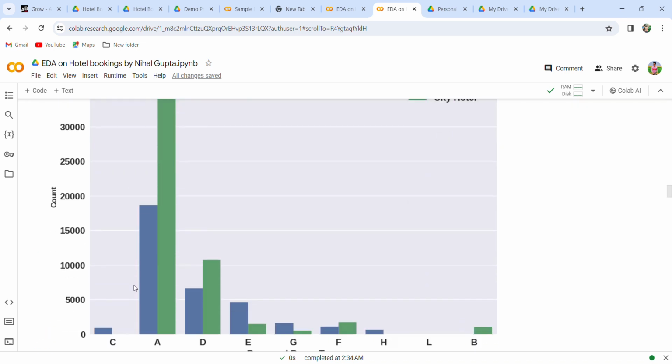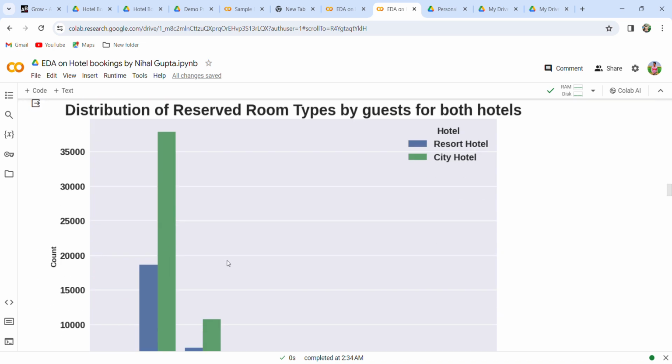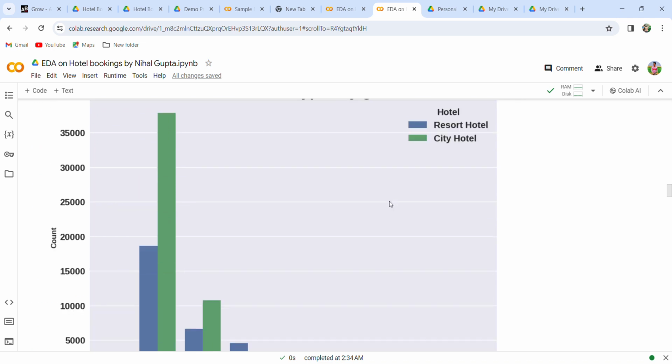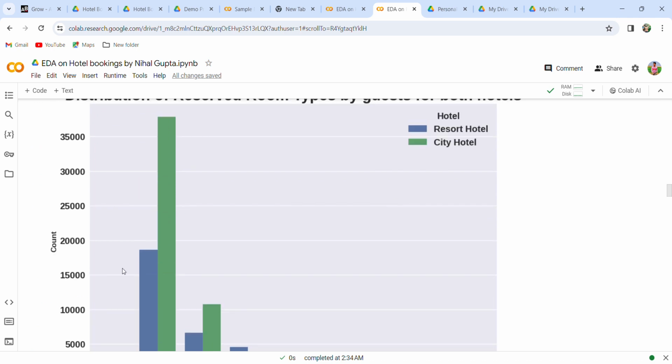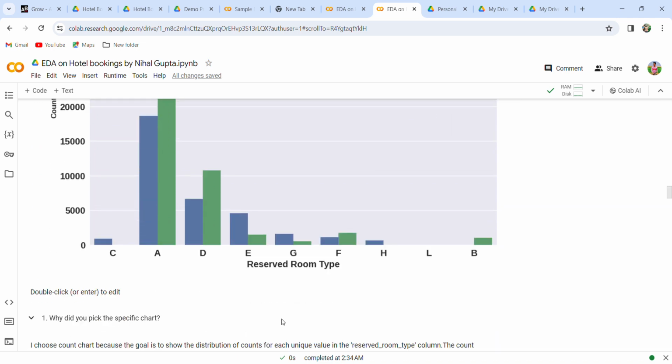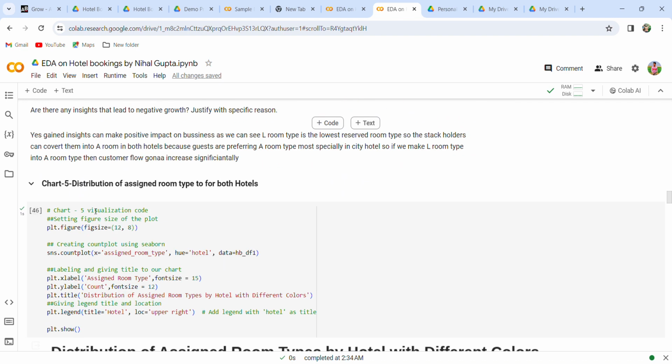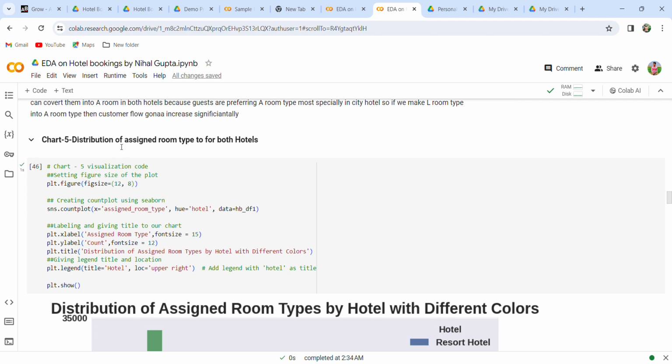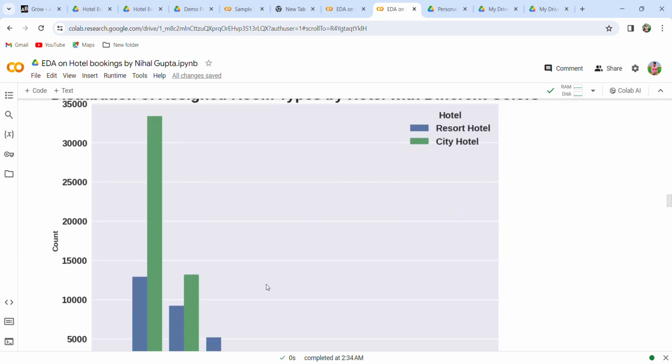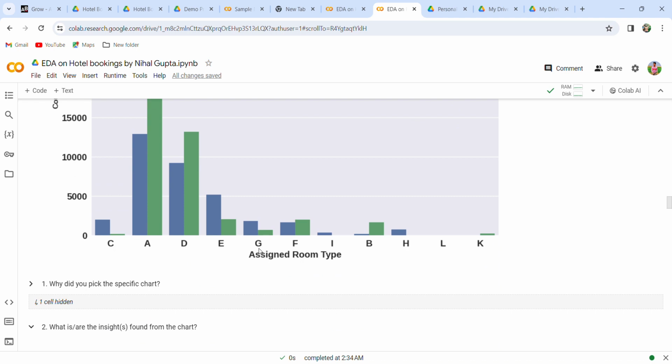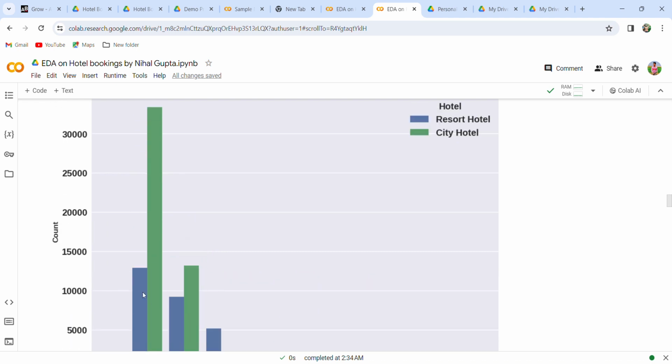We can see that A type of room is more preferred for both the hotels. A type of room is more reserved by the customers. Now here is the distribution of room type for both hotels. So this is the distribution of both hotels.